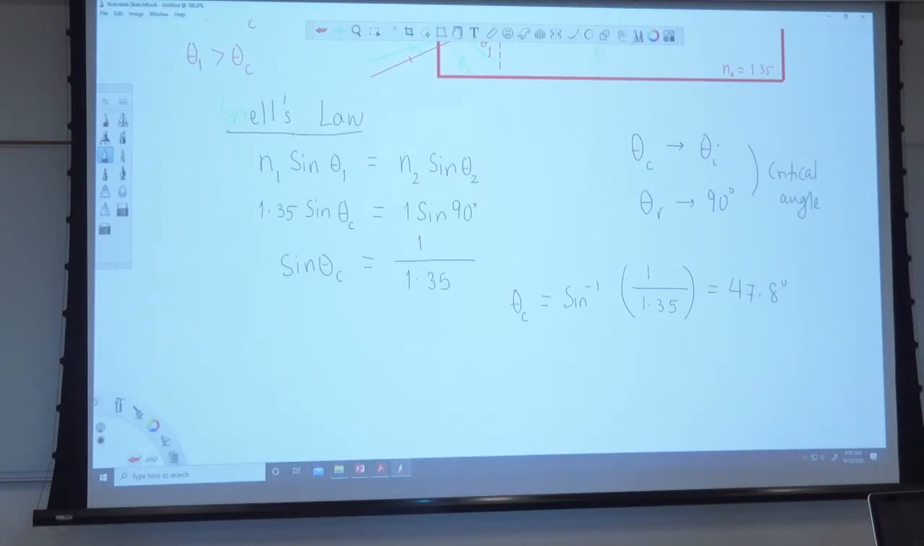And the answer for this question would be: any angle of incidence that is greater than 47.8 degrees will result in total internal reflection, TIR. Okay? So that's how you do number one. Now let's look at number two.